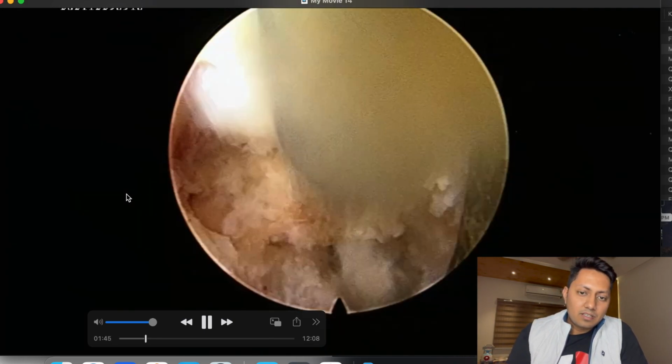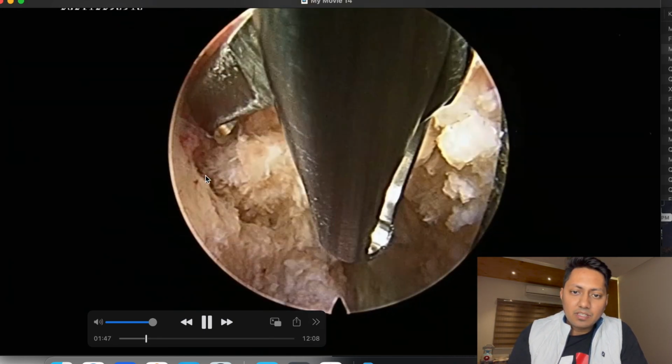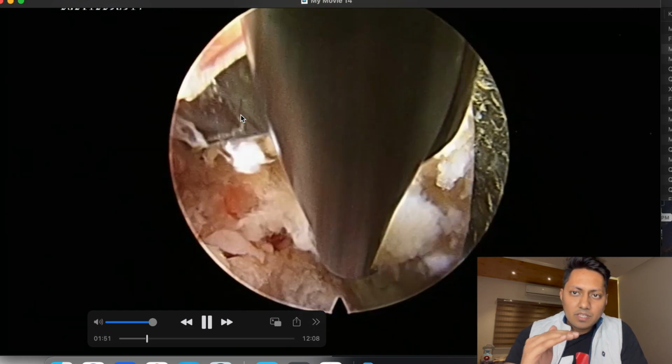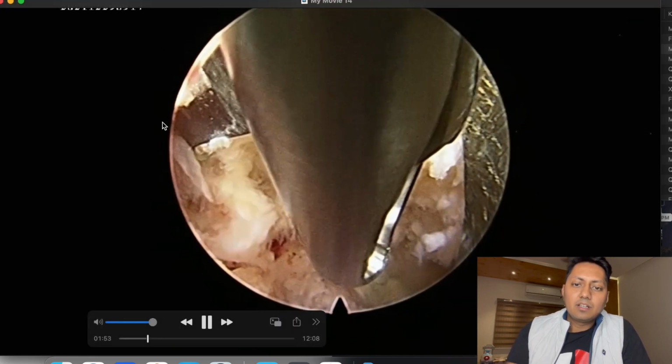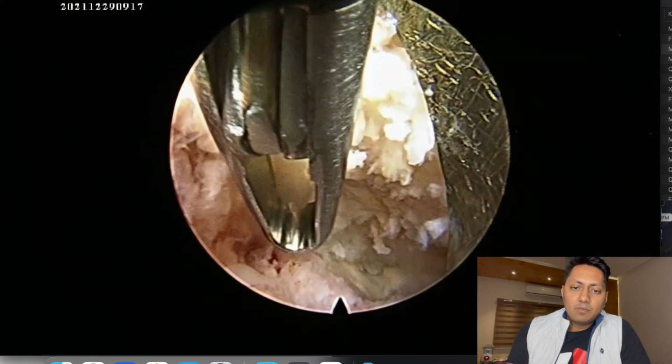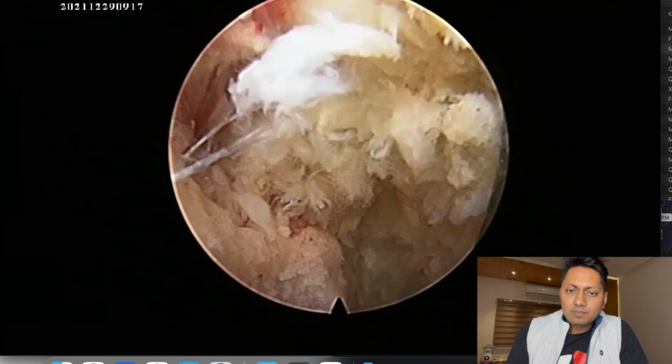So this is our disc material that is bulging and compressing the thecal sac from the anterior aspect. So we are looking at it from the side and we are using our annular cutter to cut it piecemeal and remove it with our annular cutter only.